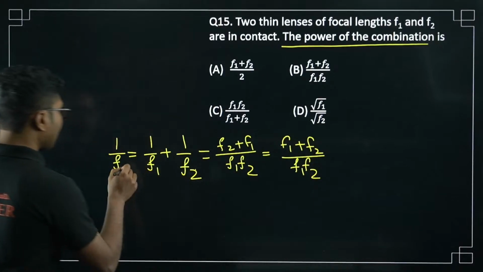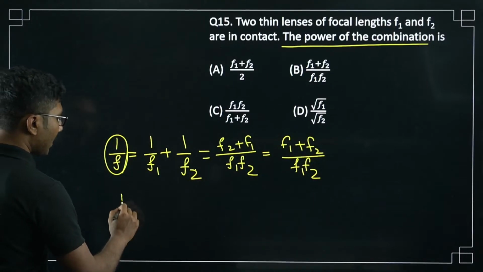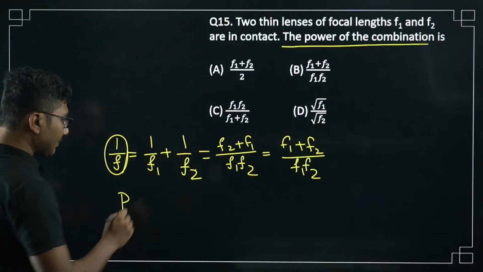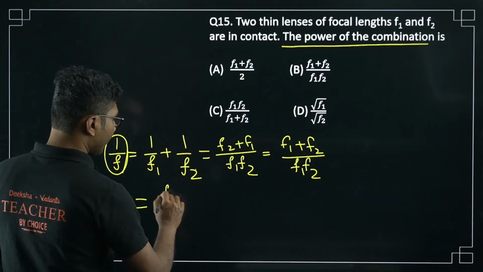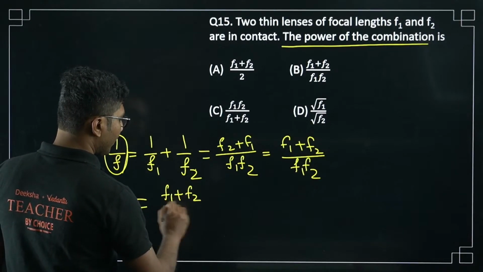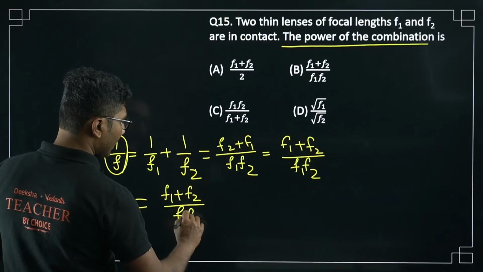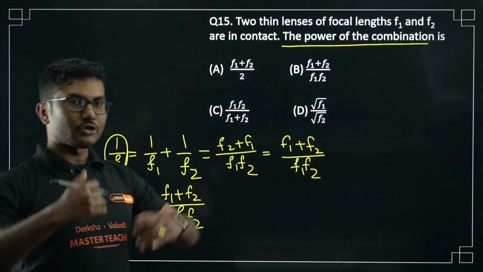Now what is 1 by f? 1 by f is the combined power, so power is equal to f1 plus f2 by f1 f2. This is the long way answer. There is a shortcut way also.